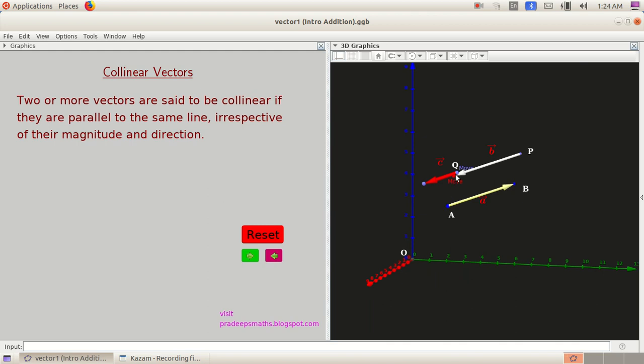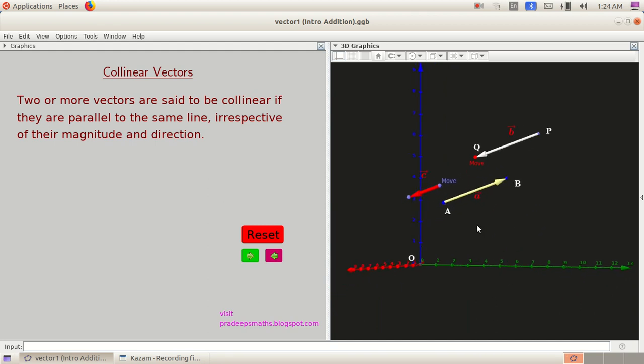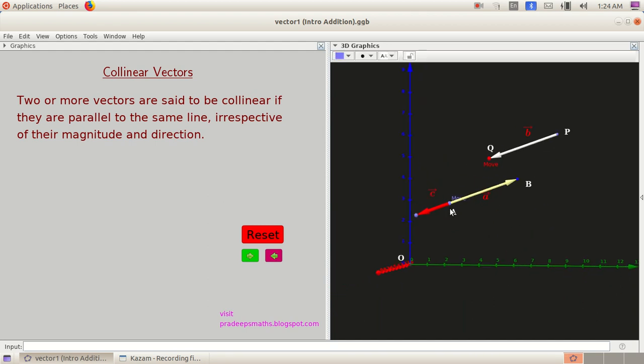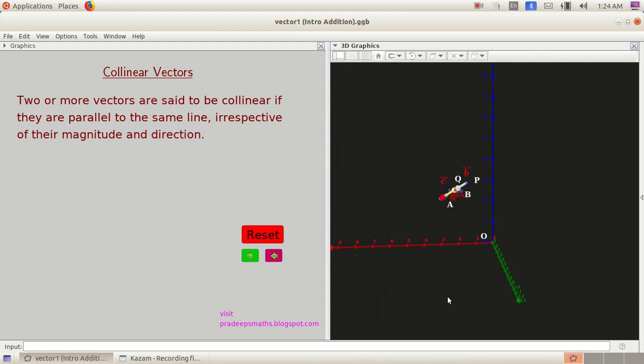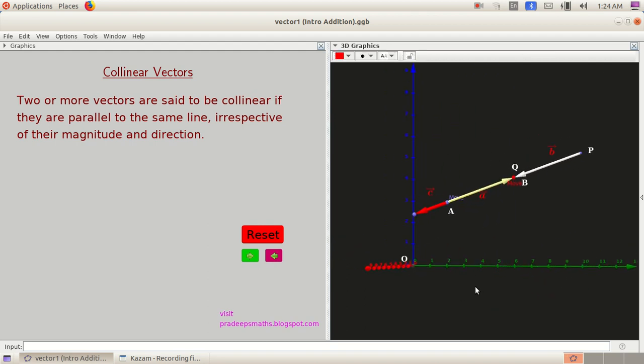So here we have 3 vectors. Here is one vector, this is another vector, and here we have another vector. So they are parallel to one another. We can place this vector here and this vector here, then we can see that their line of action is a single line. Therefore, such vectors like this, they are parallel to one another irrespective of the direction. These vectors are called collinear vectors.